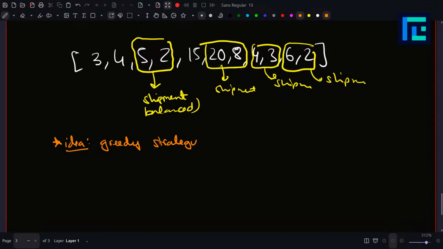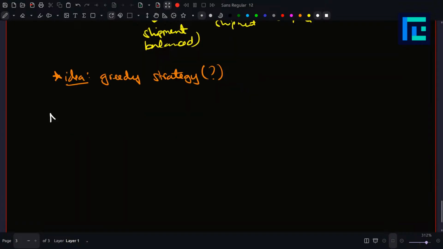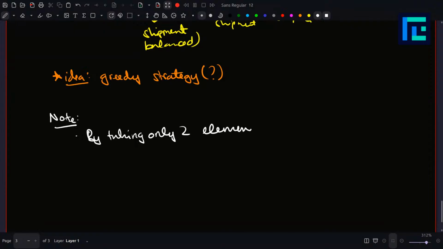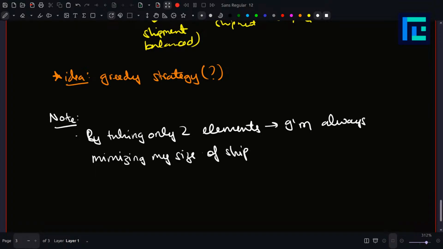Can I do this greedy strategy? Right, so I'm going to question that. I'll try to prove it. So basically, first thing to note is that by taking only two elements at a time, I am minimizing the size of the shipment possible, right? I am always minimizing the size of my shipment. So what does that mean?